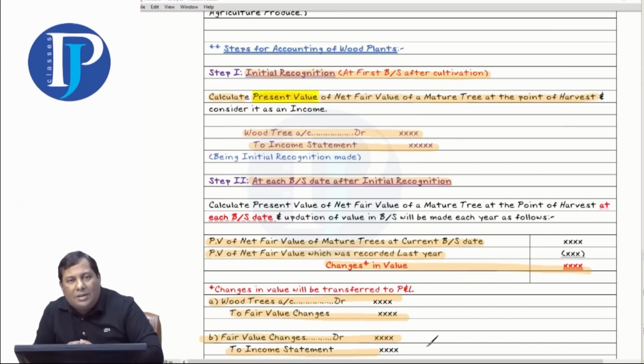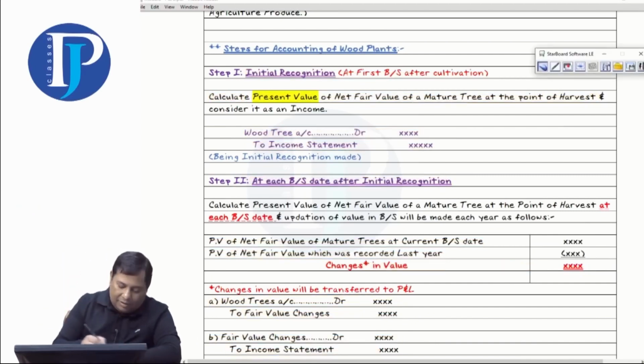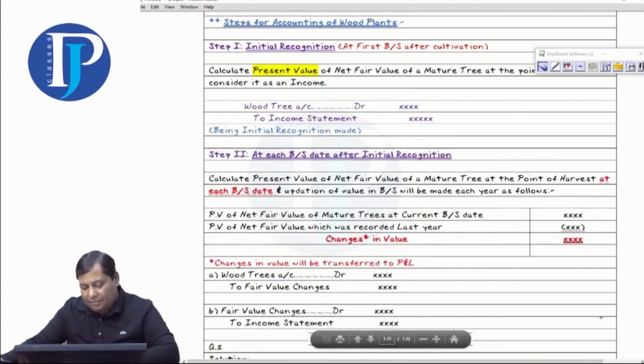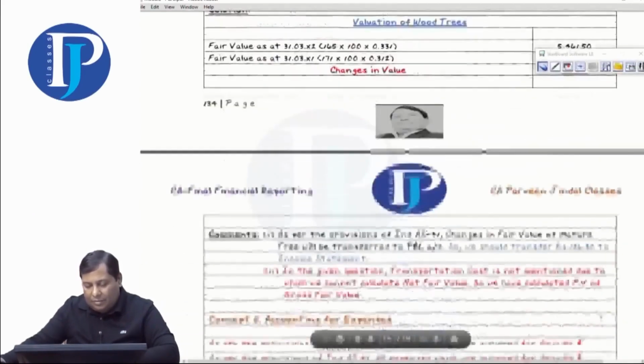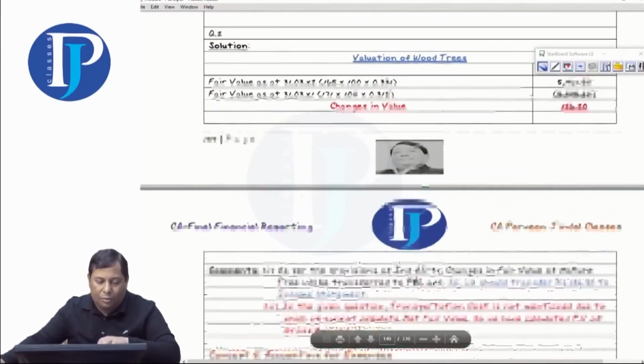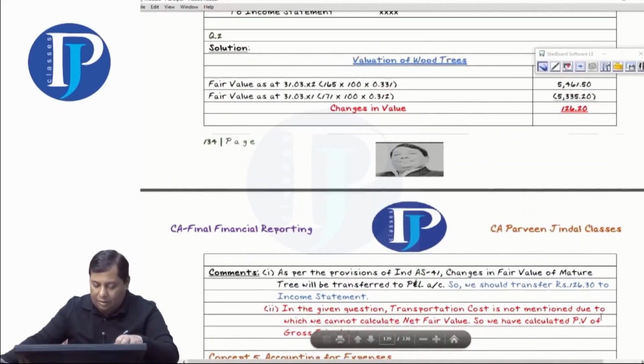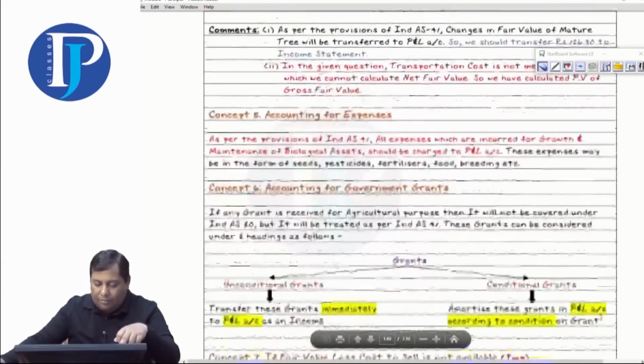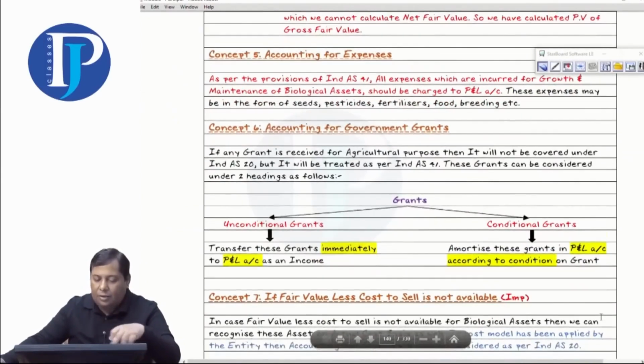I told you all about the workings of plants. Everything's taught in class. Look at this question, it's done. Question 2. This is question number 2. Then we came to accounting for expenses.